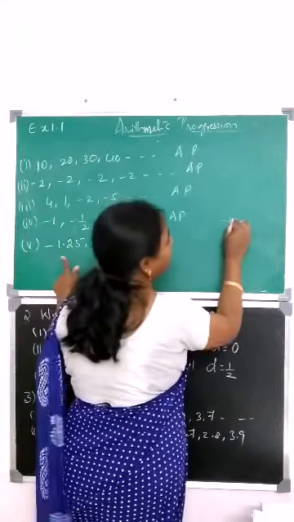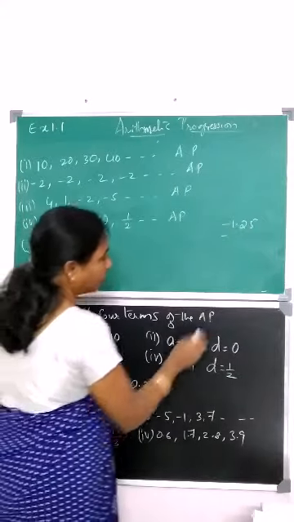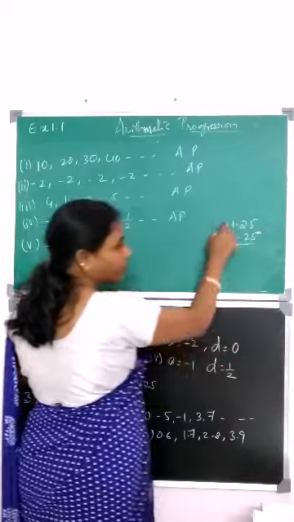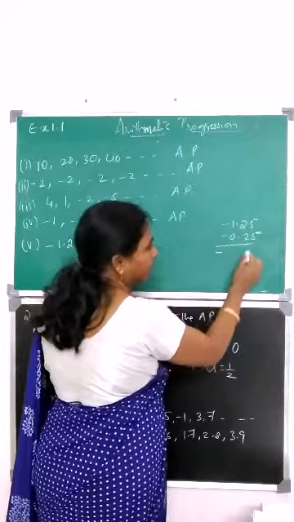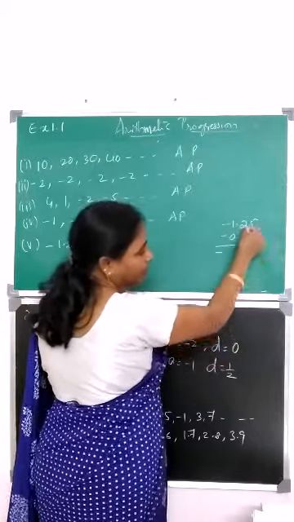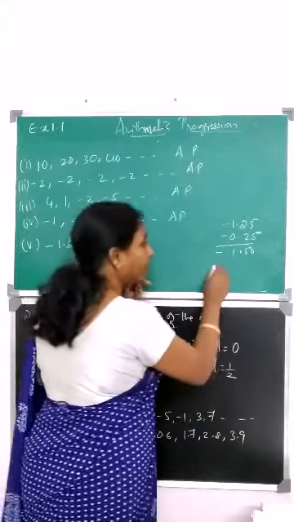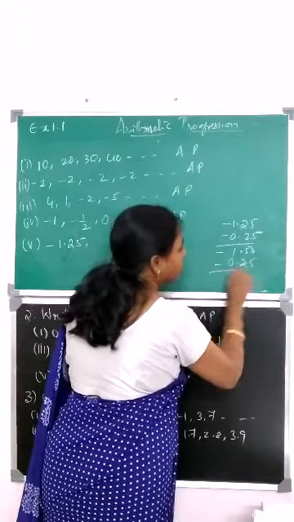So here we have minus 1.25. From this we should go on removing 0.25. Both are minus. So add them. What do you get? That is minus 1.50, because 25 plus 25 is 50, and this is 1. Again we have to take minus 0.25.